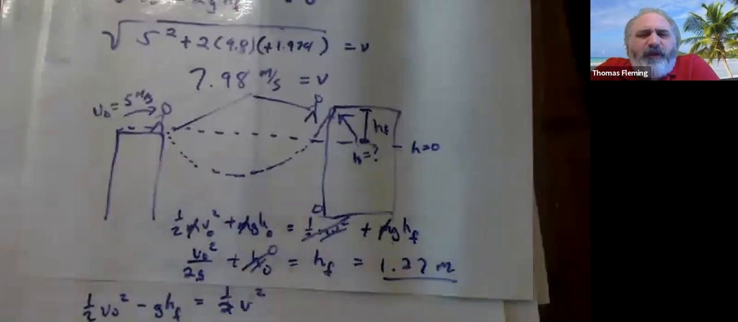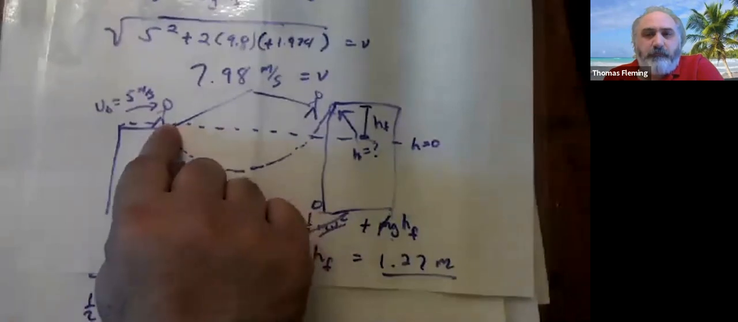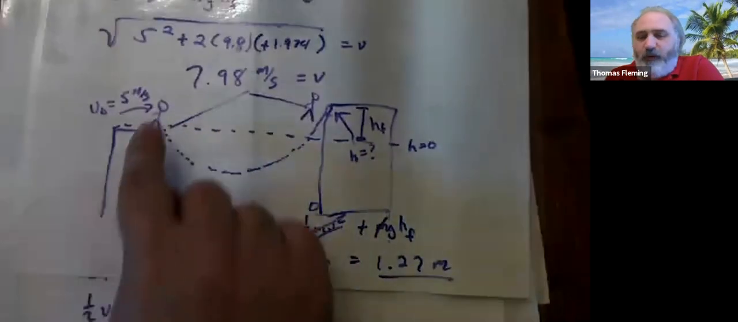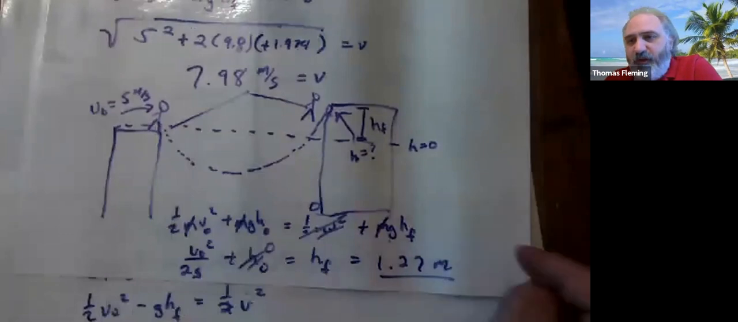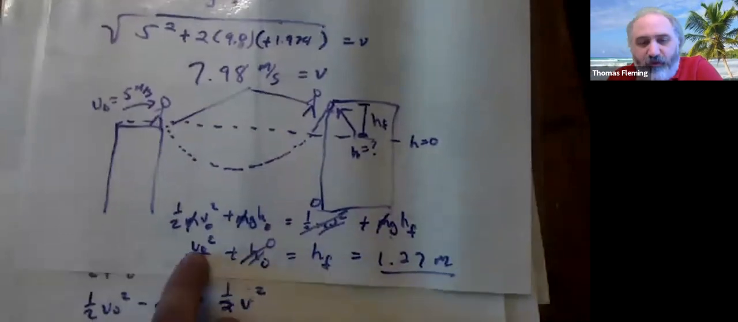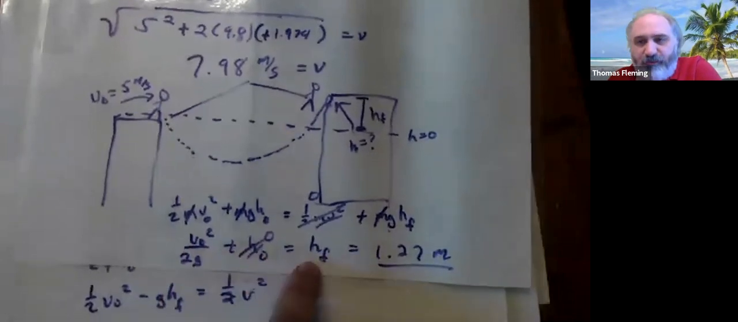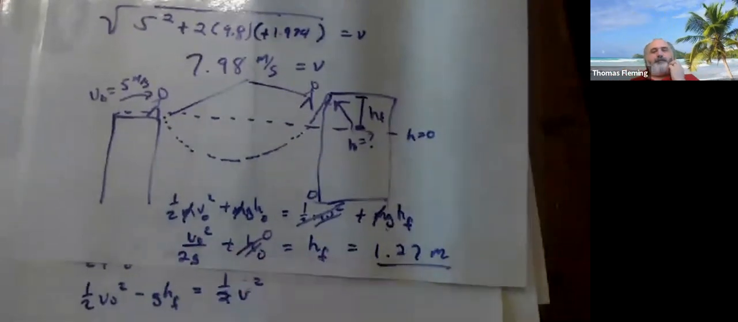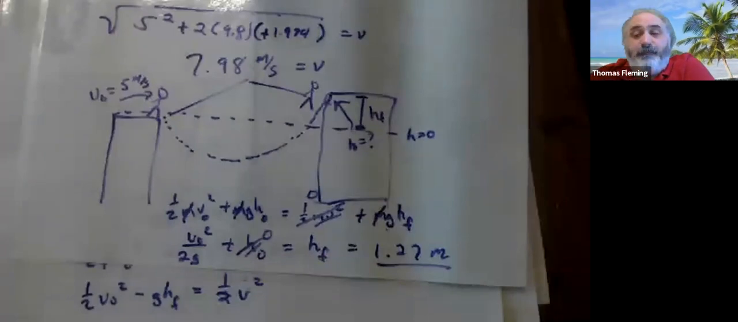What if he didn't have a running start? What if he started at rest? How would this answer have changed? Well, if he started at rest, I would have had the exact same equation, except v initial would have been 0. But if this was 0 and this was 0, then h final would have been 0. Well, what does that mean? That means that if he didn't have a running start, if he didn't start with any kinetic energy, he would swing back up to the same height that he had originally.